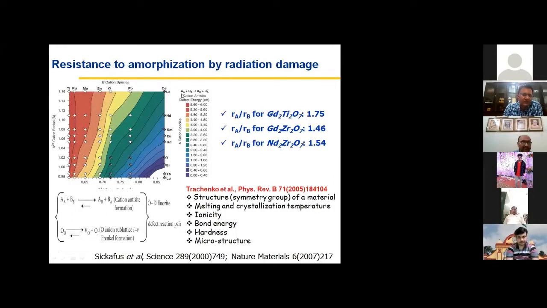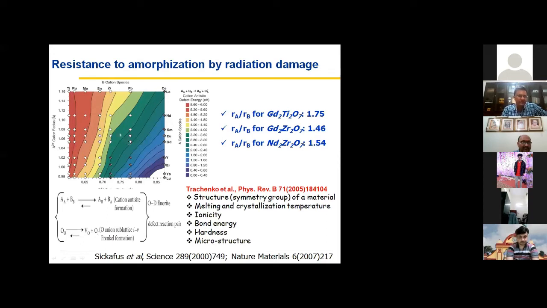In this one, the anti-site defect formation energy is very high. So if I select a material like this, I can say gadolinium titanium oxide, in this case the anti-site defect formation energy is very high. So if I irradiate this material with an energetic ion, this energetic ion will not be able to swap their positions. So that's why, whatever energy we use, this material will be easily amorphized, or disorder will be created.